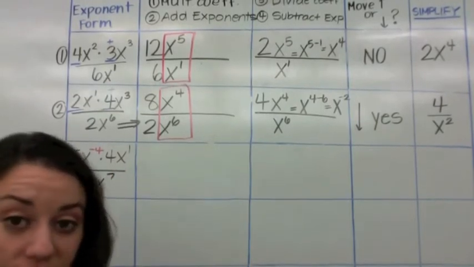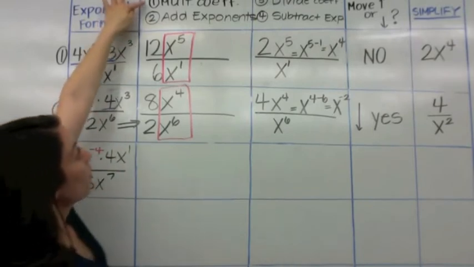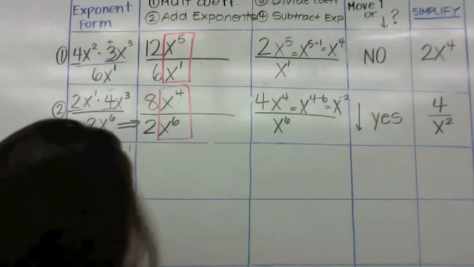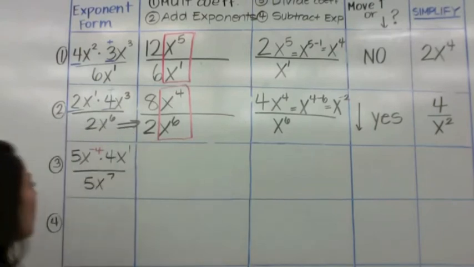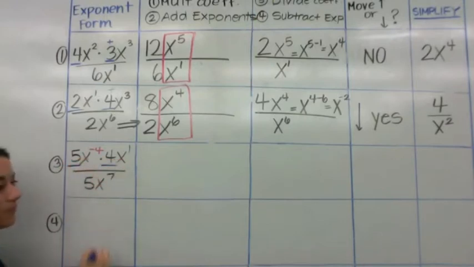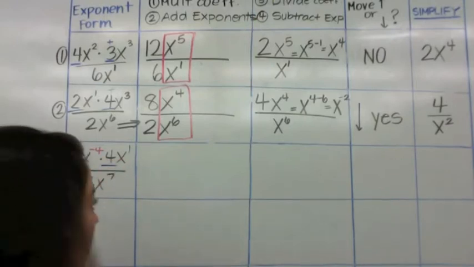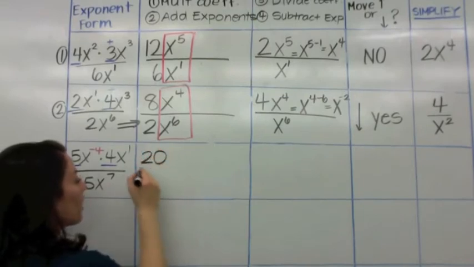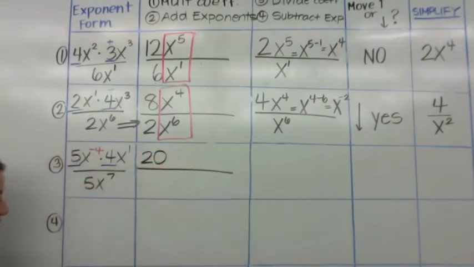So, who knows what you need to do first? You need to multiply coefficients. So, underline the coefficients that you're going to multiply. That's going to be a 5 and a 4. What's 5 times 4? 5 times 4 is 20. Okay. Divided by, now let's go ahead and add the exponents.